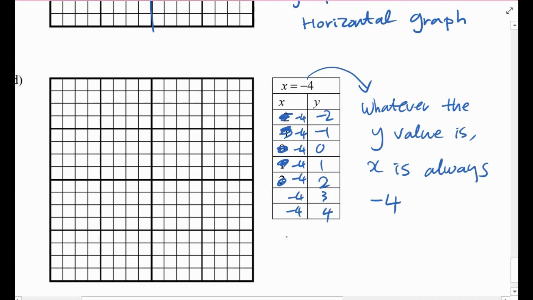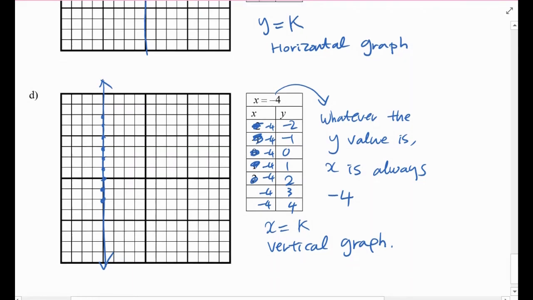So let's plot it. -4 comma -2, -4 comma -1, -4 comma 0, 1, 2, 3, 4. So plot the points, and you know that this is a vertical graph. So x equals something is a vertical graph. Okay, does it make sense, everyone?